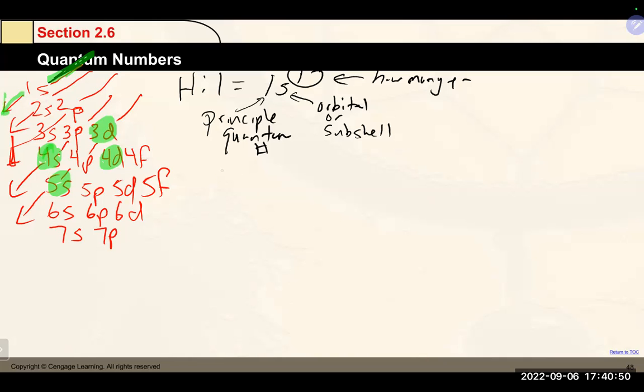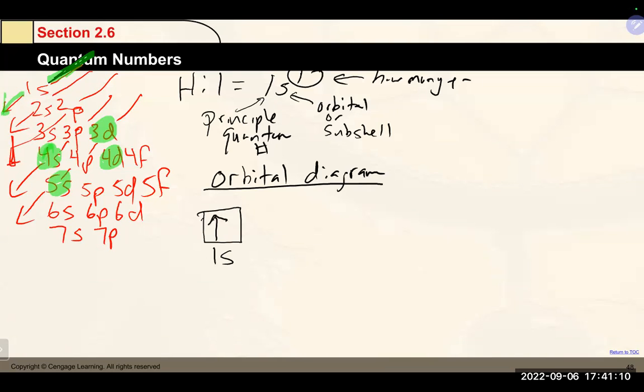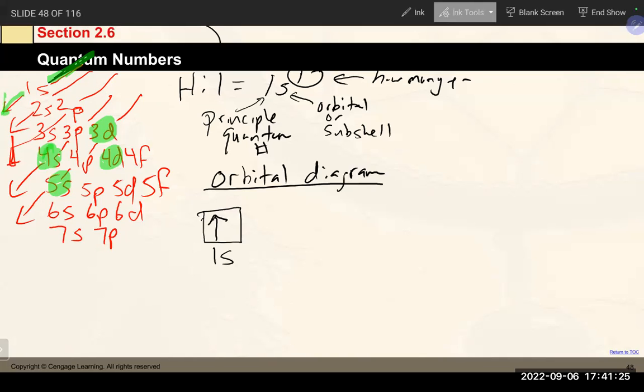We also represent electron configuration by what is known as the orbital diagram. The orbital diagram typically uses boxes or lines and arrows to represent the electrons. So in this particular case, we would do a box, which is our 1s orbital. And again, the very first electron always goes in the upward direction there. And that would be the orbital diagram for hydrogen.